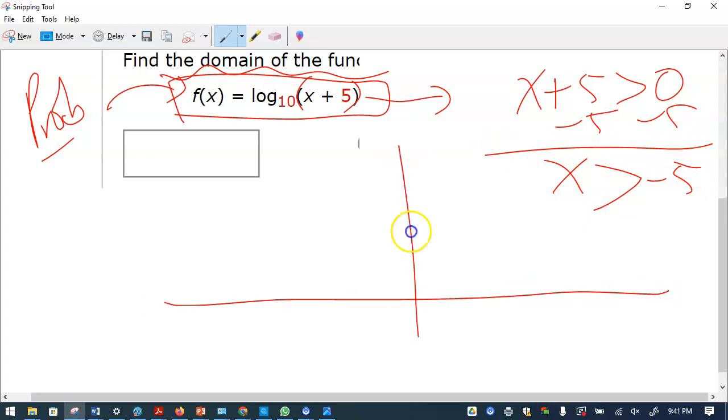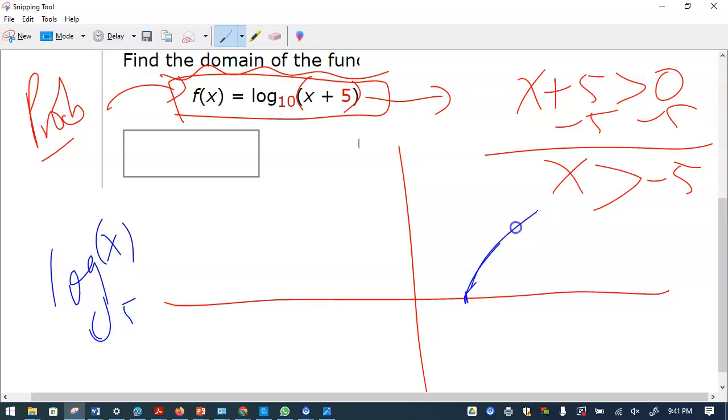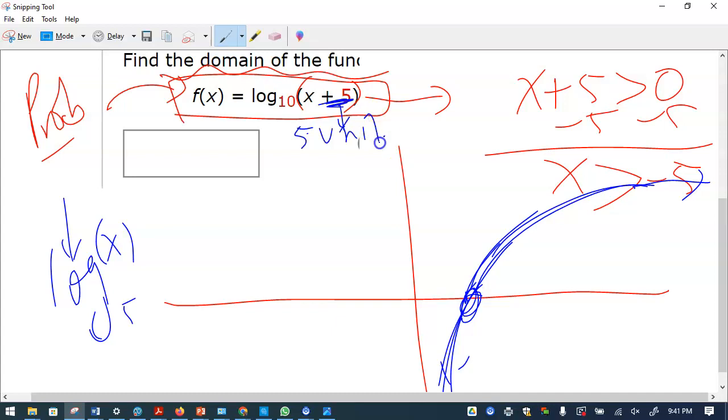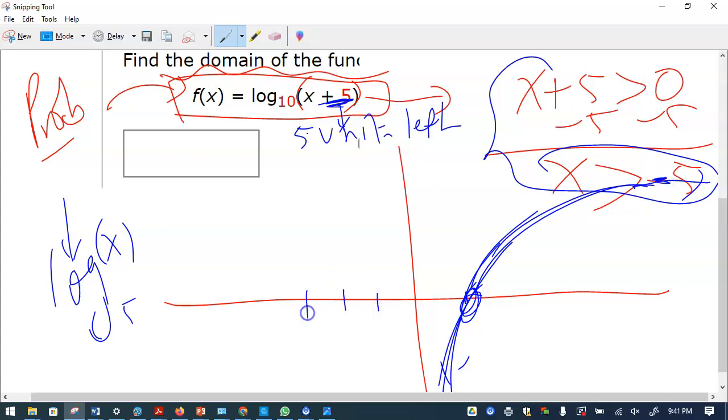That means on the line, if you only want to graph the logarithm of x to the base 5, then the graph will be this one. But because there's a plus 5, look at this plus 5, it means that the parent graph shifts 5 units to the left. And you can see algebraically it's the same thing. It has to be greater than minus 5, which means 1, 2, 3, 4, and 5. That means this graph.